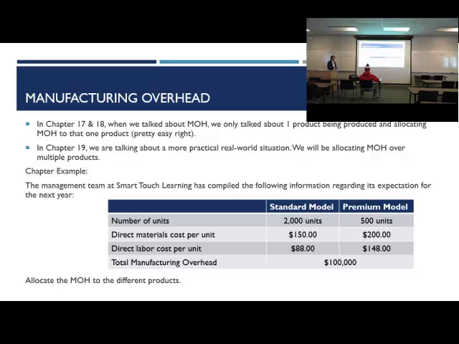Direct labor, manufacturing overhead, direct materials. So that's what we have here, okay? It's right there, yes. Okay? Those are the three things. So, direct materials, direct labor, manufacturing overhead.